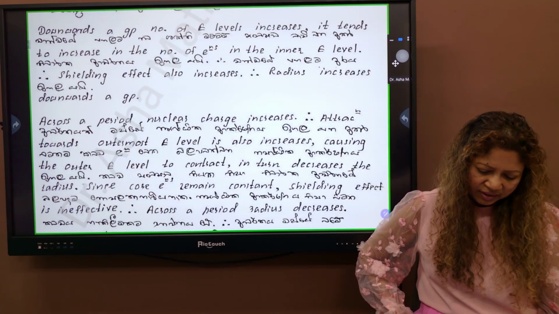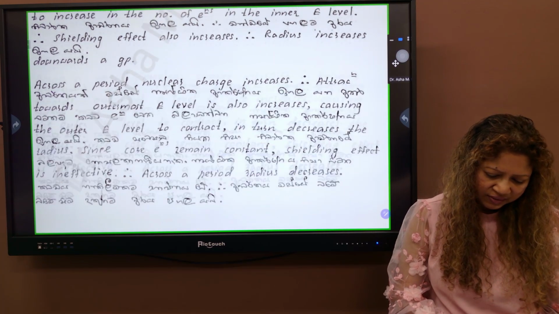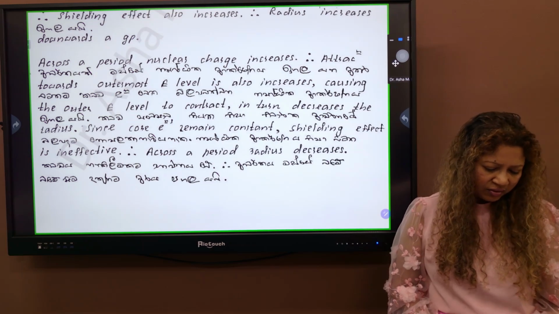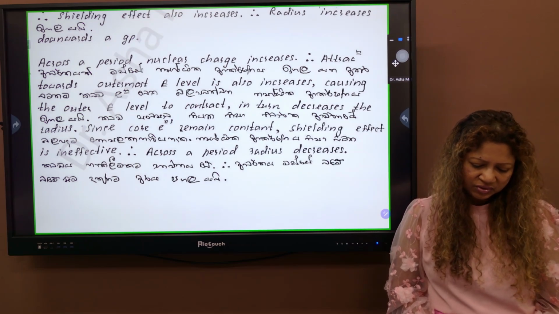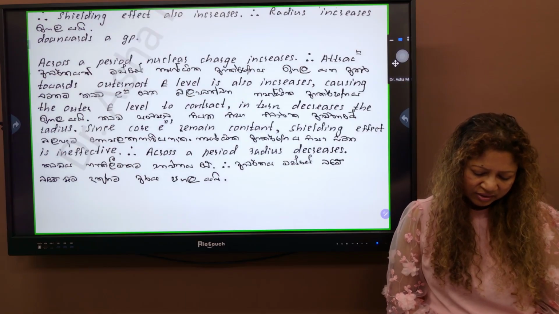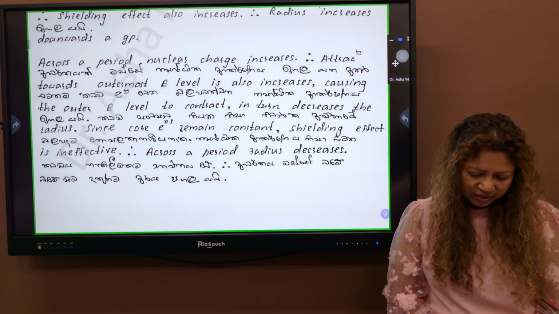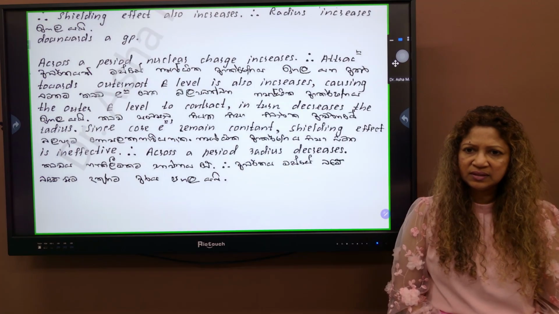Across the period, nuclear charge increases. Therefore, the attraction towards the outermost energy level also increases, causing the outer electron level to contract. In turn, this decreases the radius. Since core electrons remain constant, the shielding effect is ineffective. Therefore, across a period, the radius decreases.